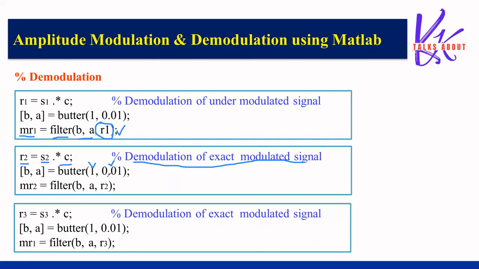Actually, there is no need of always defining the Butterworth filter. Once we have defined it, that's enough. When we define this Butterworth filter once, it can even be used for the other one also. So there is no need of always defining it. Once you have defined it, we can use it. So MR2 represents the demodulated wave of your exact modulated wave, where R2 represents your demodulated wave. So we are applying the filter again for your R2 demodulated wave.